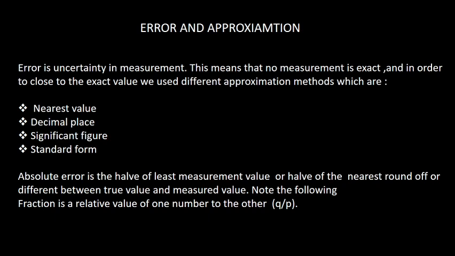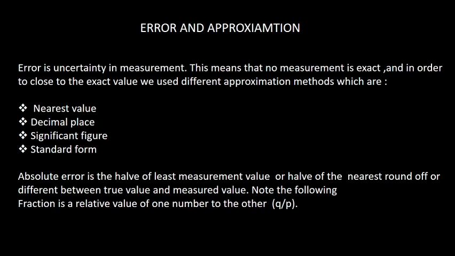So therefore, we continue with some other things that you need to know to be very good at mathematics. This aspect is called error and approximation. It's not only limited to mathematics, it's also applicable in physics as well as chemistry, any areas that have to do with calculation.